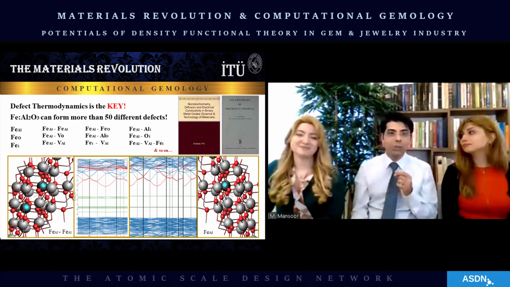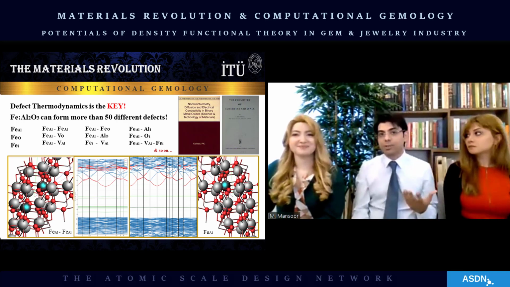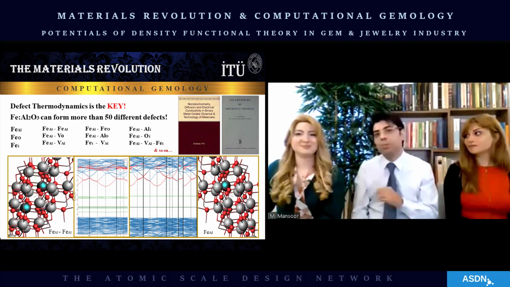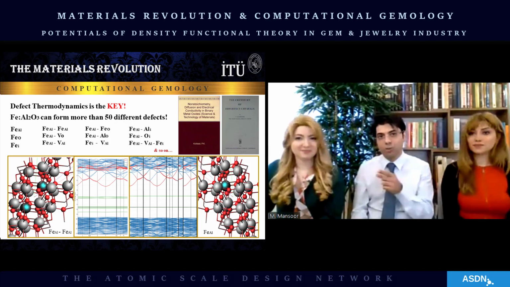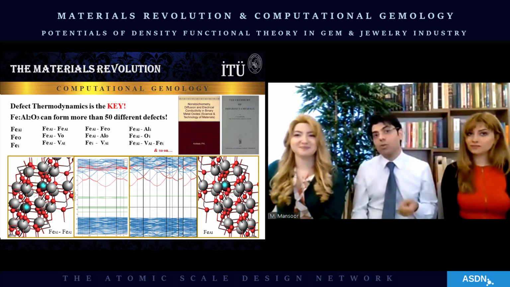But using the present computational methods with DFT, it is rather simple to deduce which of these defects is stable under which treatment conditions. In fact, if we consider the two examples shown here for an isolated iron and aluminum site or an iron-iron defect, the band structure of either case is considerably different. So we must know which of these actually occur. And the only way of knowing that would be, of course, to consider the defect thermodynamics.